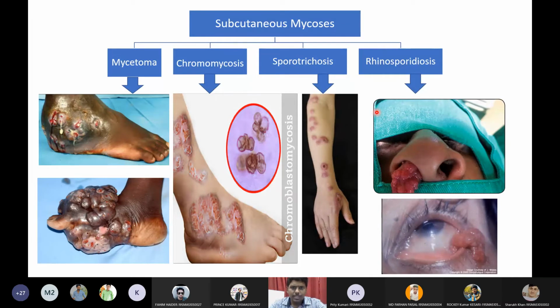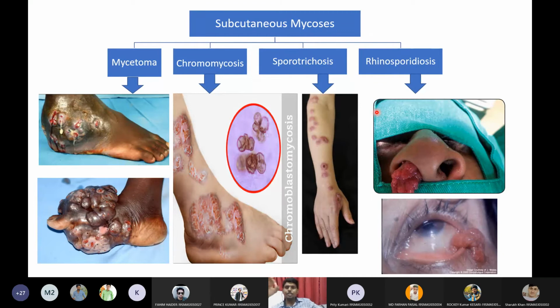Which infection is called Madurai foot infection? Among these four. Mycetoma, sir. Mycetoma. Very good. Then what is the difference between eumycetoma and actinomycetoma?